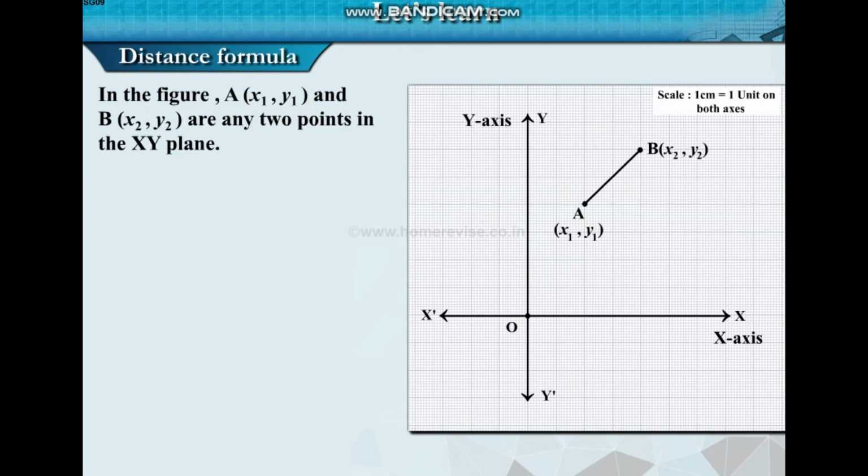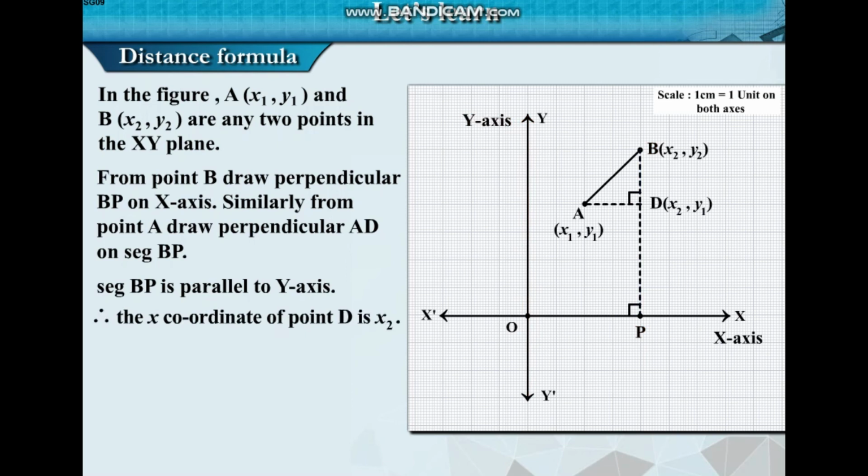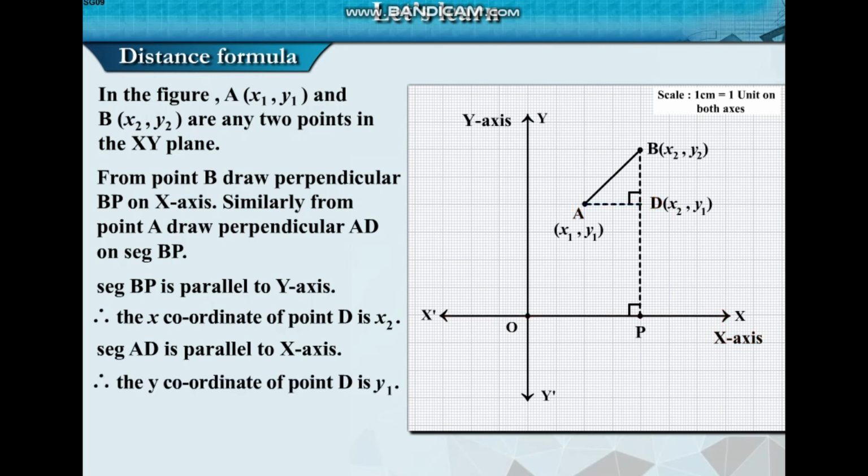Let's learn. Distance formula. In the figure, A(x1, y1) and B(x2, y2) are any 2 points in the xy plane. From point B, draw perpendicular BP on the x-axis. Similarly, from point A, draw perpendicular AD on segment BP. Segment BP is parallel to the y-axis. Therefore, the x-coordinate of point D is x2. Segment AD is parallel to the x-axis. Therefore, the y-coordinate of point D is y1.